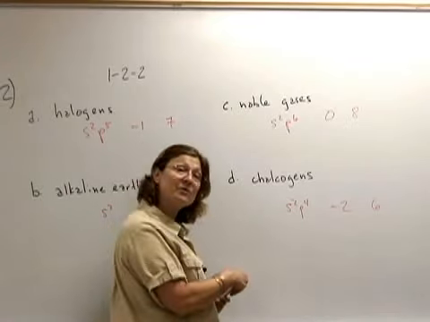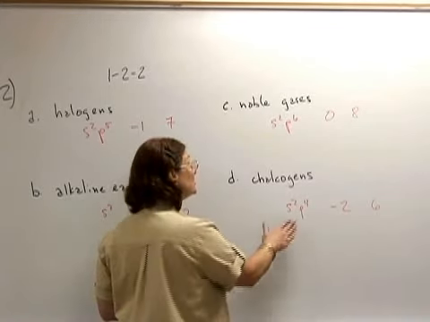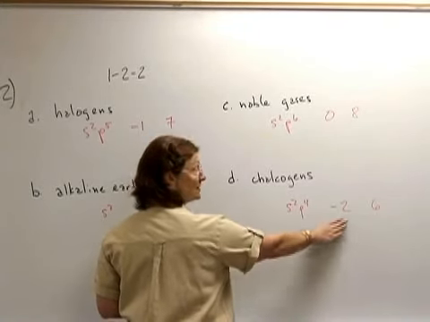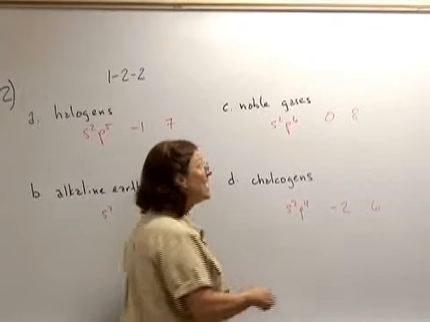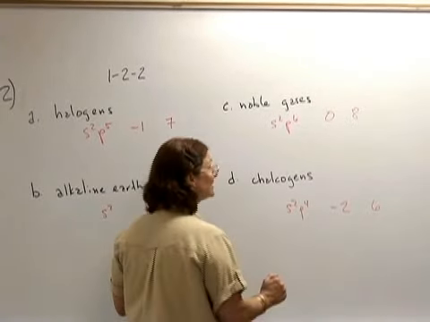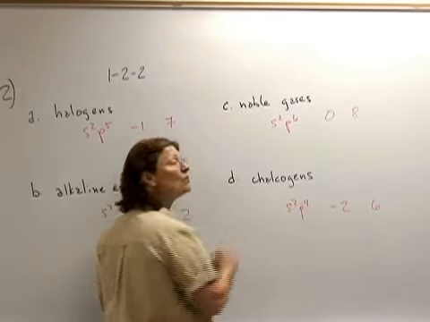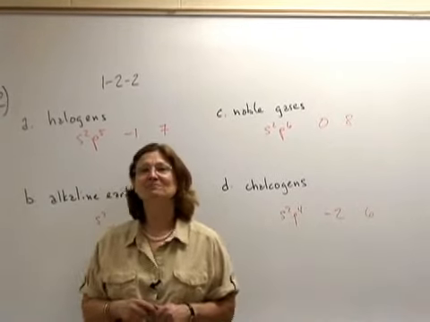Chalcogens are the chalk formers, and their ending electron configuration is S2P4. Their oxidation number is -2, and they have 6 valence electrons. 2 plus 4 gives me 6.